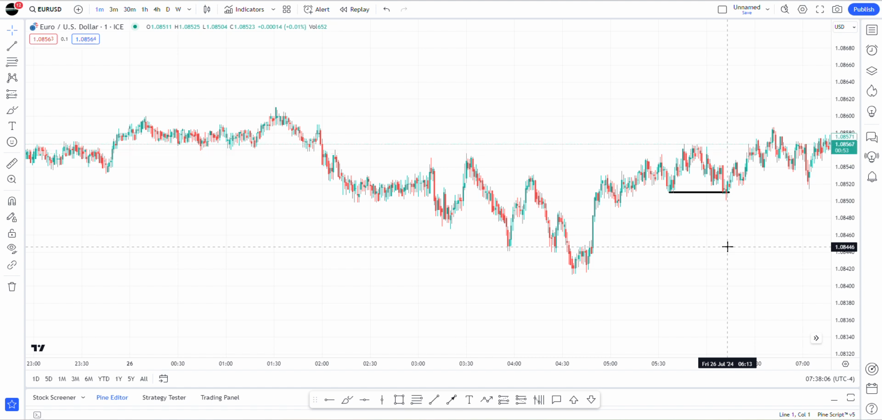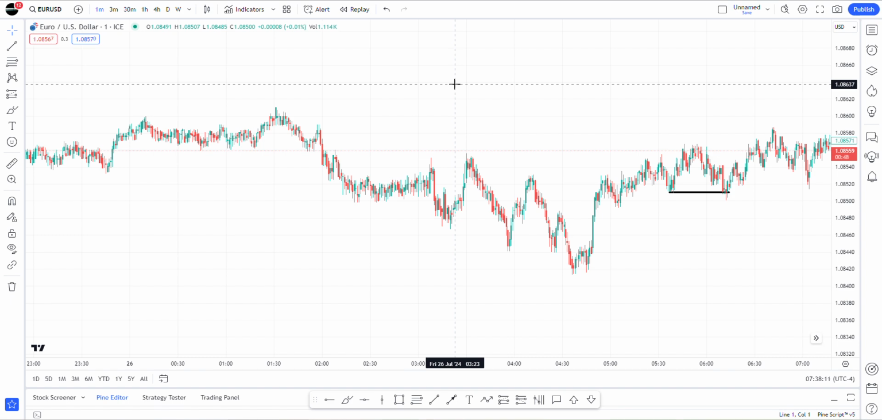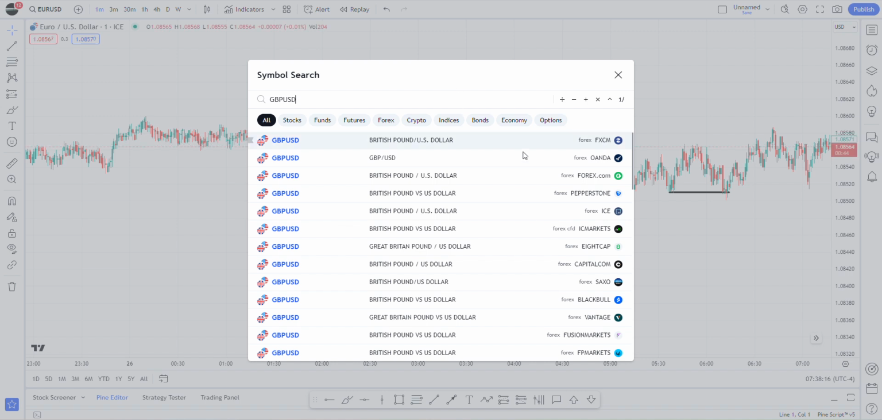So this is what I use, and this is my reasoning. So if you type in, let's just do GBP/USD, you'll see all of these on the side. These are all brokers. See FXCM, Oanda, Forex.com, Pepperstone, ICE. So this is the one you want to use, ICE Data Services. And you'll see the difference between all of this is, okay, that's CFDs, IC Markets. None of it says data service. So that's why I trust this one.